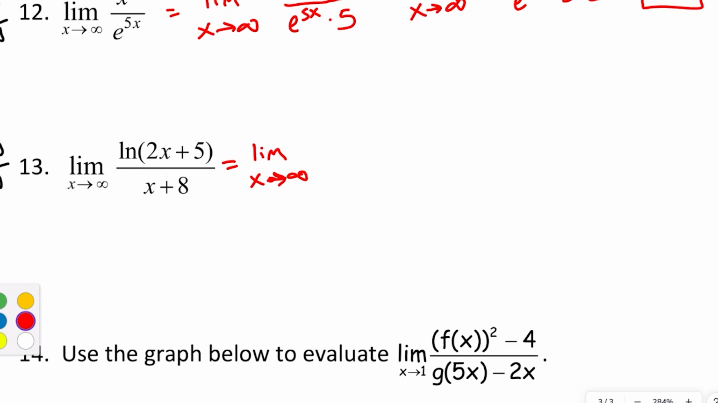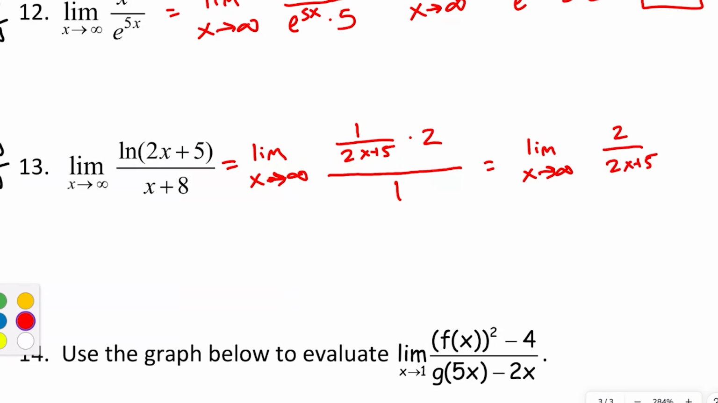Okay, the derivative of the natural log of 2x plus 5 is going to be 1 over 2x plus 5 times 2, all over the derivative of the bottom, which is just 1. So we can clean that up a little bit. Say that this equals the limit as x approaches infinity of 2 over 2x plus 5. And now we can see a little easier why it would be 0.